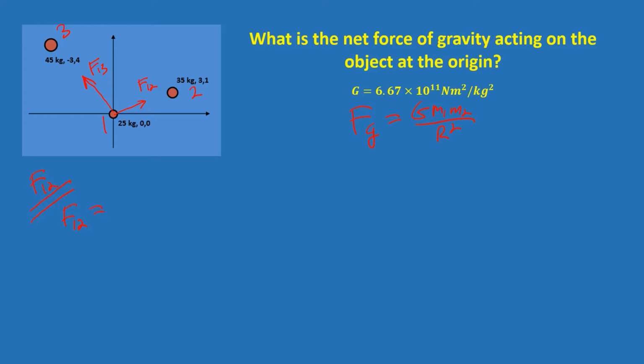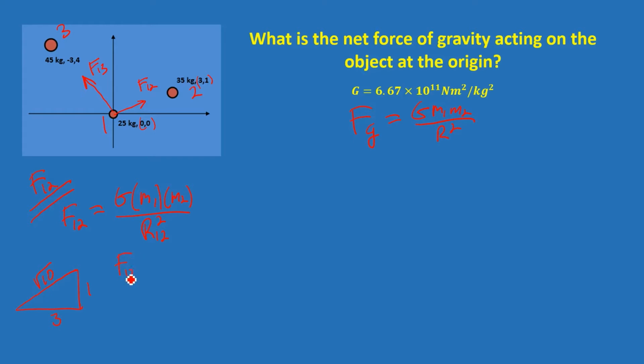And so what do we get? We get G M1, M2 divided by the distance R12 squared. If you look at the coordinates on this, we got 3, 1, and this guy, of course, is at the origin. If we draw ourselves a little triangle, what do we get? We get 3 this way and 1 this way. So this right here is going to be radical 10 using Pythagorean theorem.